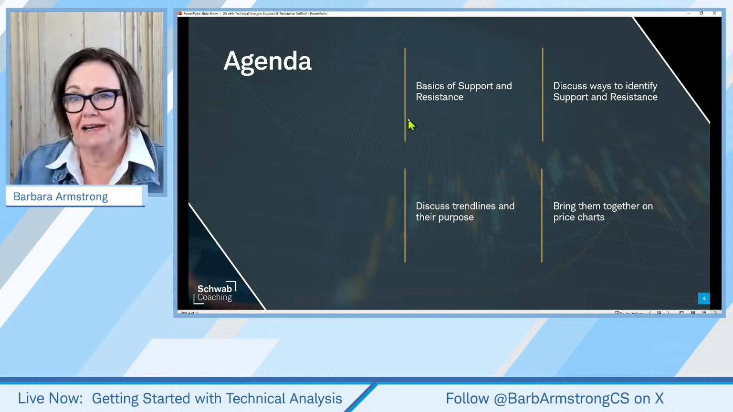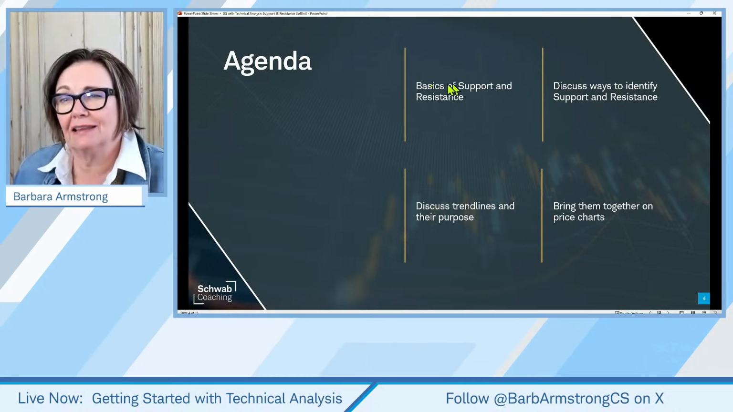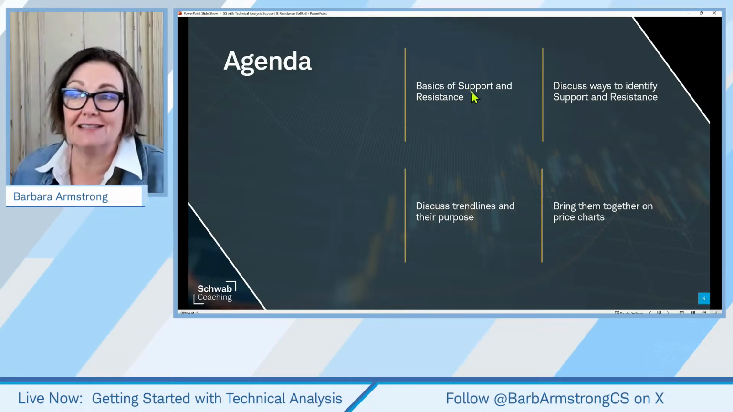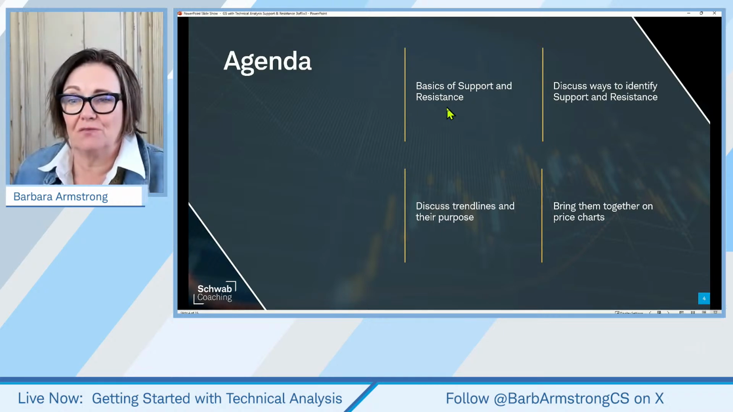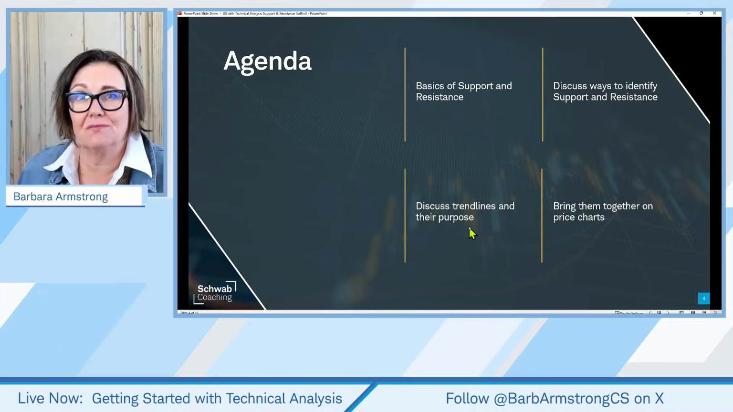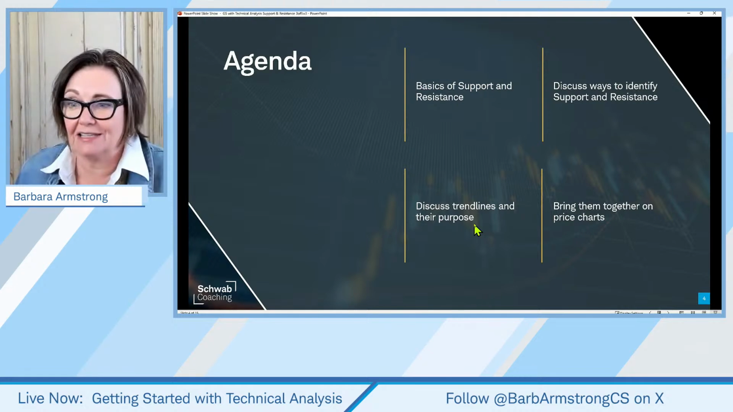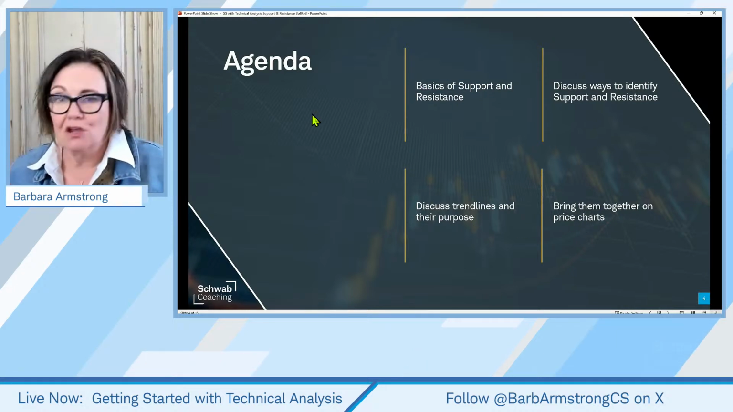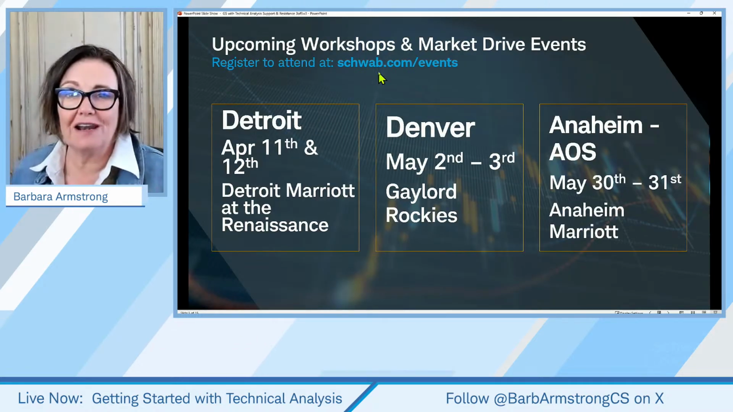I do have one announcement I want to make, and then we're going to talk a little bit about the basics, not as much of support today, but rather resistance, which can become a support level. And we're looking at ways that we can identify that. We're going to look at a lot of diagonal resistance lines and their purpose in helping us make more informed trading and investing choices. And then we're going to bring it all together by looking at a bunch of charts.